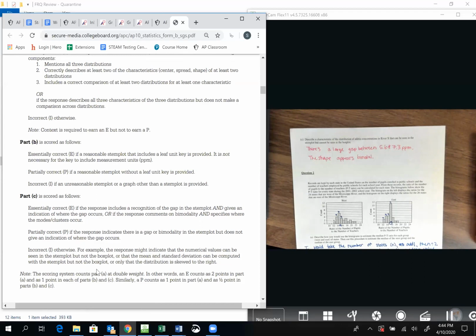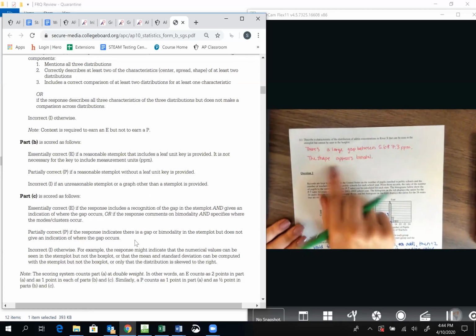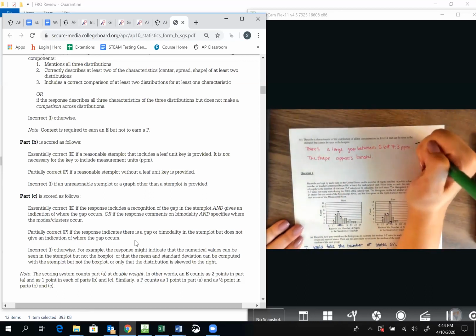That was enough to get you partially correct if you indicated that there's a gap or the bimodality, but you did not give an indication of where the gap occurs. That was partially correct. I indicated the gap and I said bimodal, so I'm good.